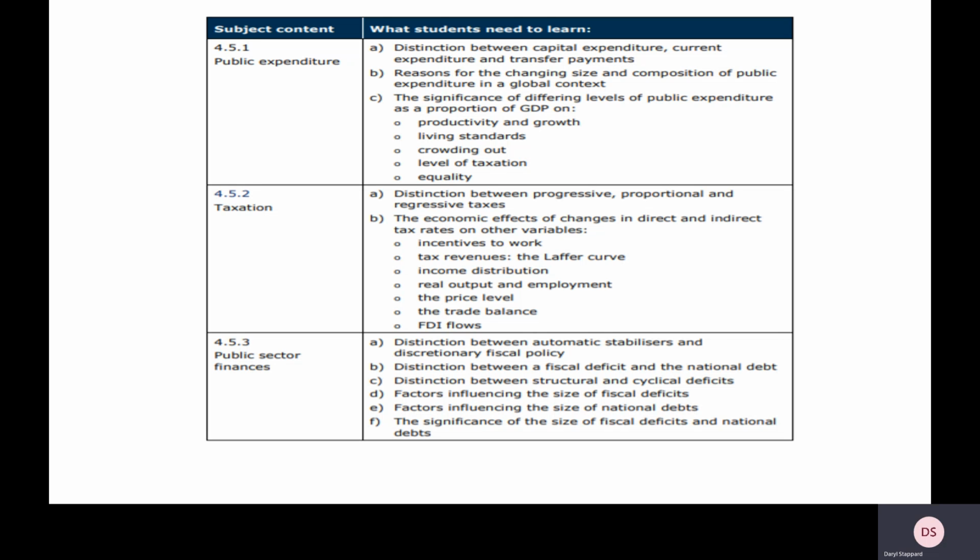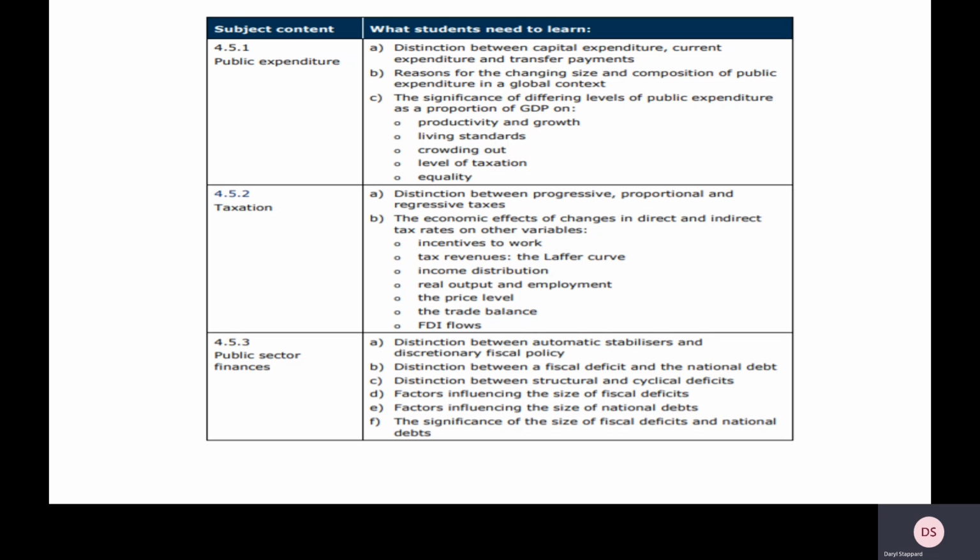In the previous video we were looking at 4.5.1, which was about public expenditure. So what we were looking at was the different types of public expenditure or government spending. So capital expenditure, current expenditure and transfer payments. We then focused on the difference between the size and the composition of government spending. And then we looked at how increases in public expenditure would impact on things such as productivity, living standards, the crowding out argument, the level of taxes and equality.